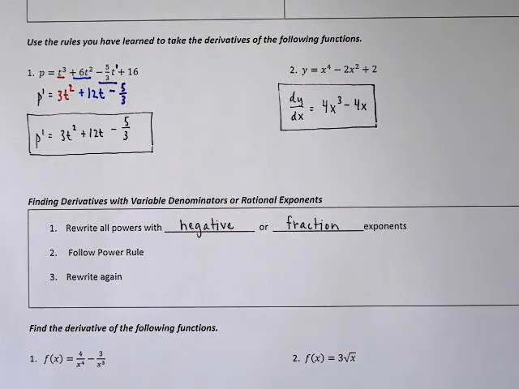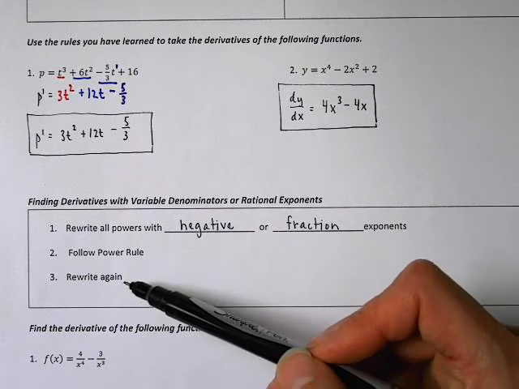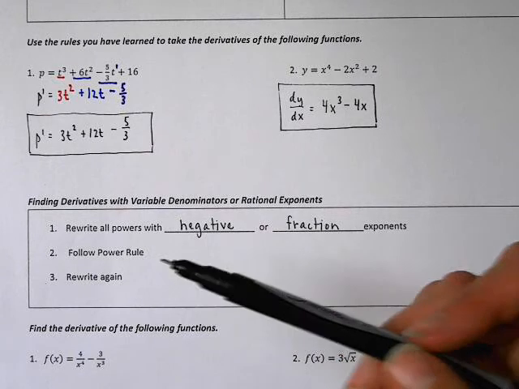Once we've rewritten it, we're just going to use our regular old power rule, and then we're going to rewrite the derivative to kind of match its original form. So let's see what that all really means.